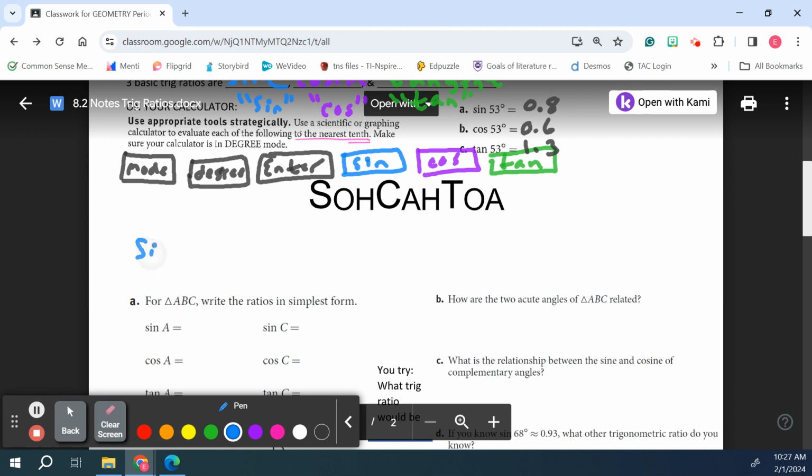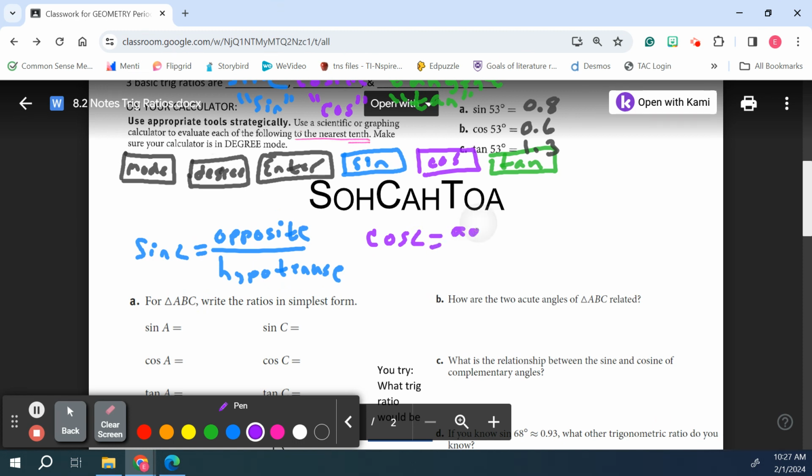So the sine of an angle is equal to the opposite over the hypotenuse. The cosine of an angle is equal to the adjacent over the hypotenuse. And the tangent of an angle is the opposite over the adjacent.